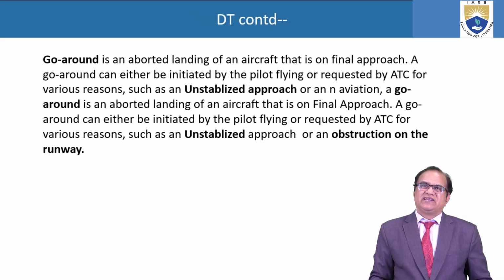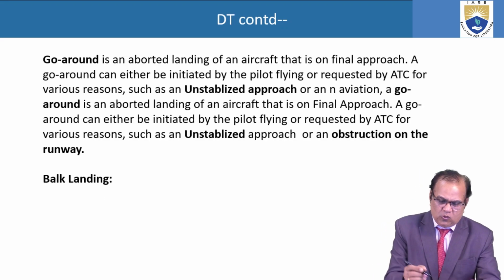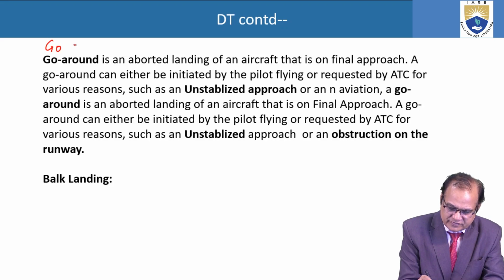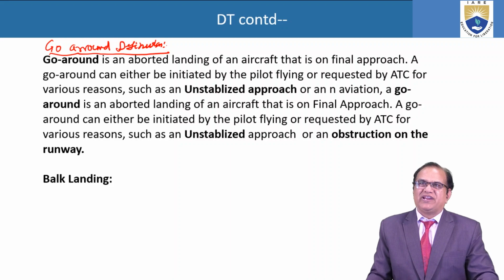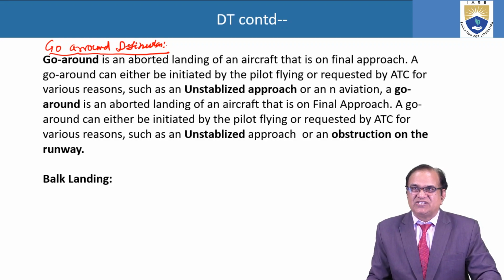Go around is an aborted landing. So what is the go around? Go around is an aborted landing of an aircraft that is on final approach. A go around can either be initiated by the pilot flying or requested by ATC for various reasons such as an unstabilized approach or an obstruction.